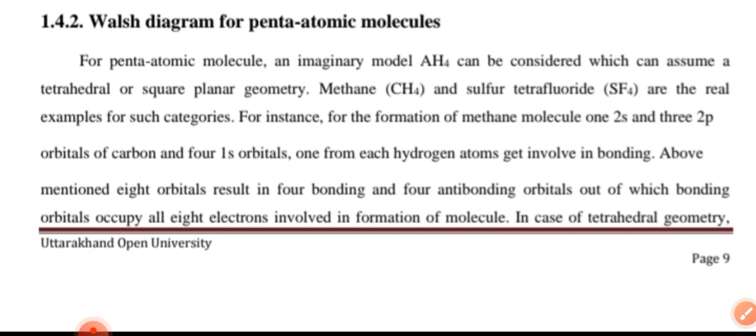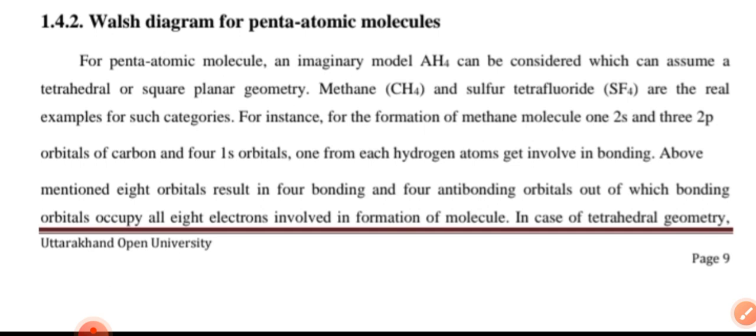1.4.2 Walsh diagram for pentaatomic molecule. For a pentaatomic molecule, an imaginary model AH4 can be considered, which can assume a tetrahedral or square planar geometry. Methane CH4 and sulfur tetrafluoride SF4 are real examples of such a category.